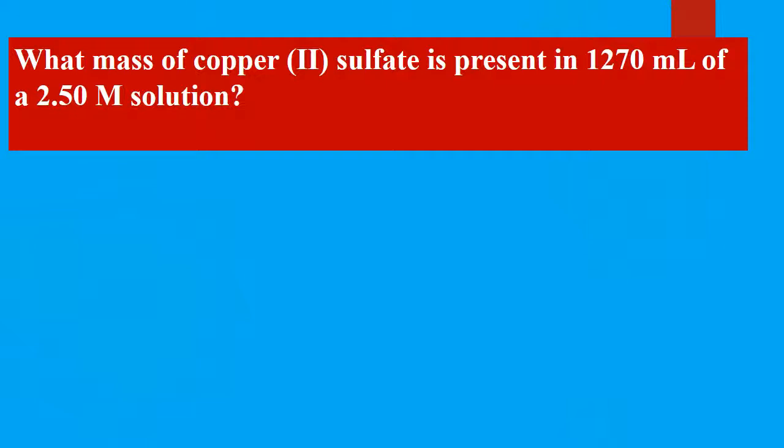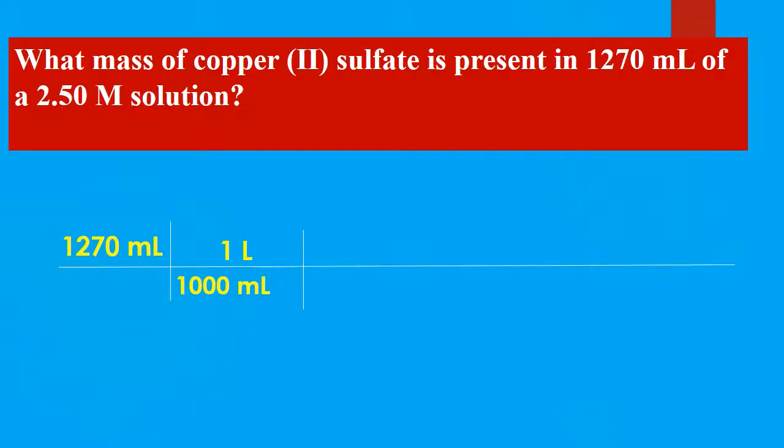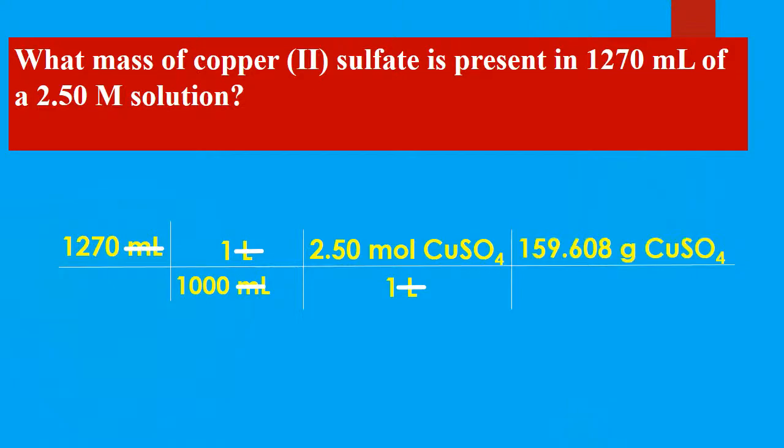So now we're starting with milliliters instead of liters. We convert our milliliters to liters, because in 1 liter we have 1,000 milliliters. So we have our liters of solution. And we know we have 2.50 moles in 1 liter, so that gives us moles. And then we multiply by the formula mass of copper 2 sulfate, 159.608 grams in 1 mole. So that leaves us with grams of copper 2 sulfate. Multiply and then divide, and that gives us 507 grams of copper sulfate. And again, 3 significant figures.